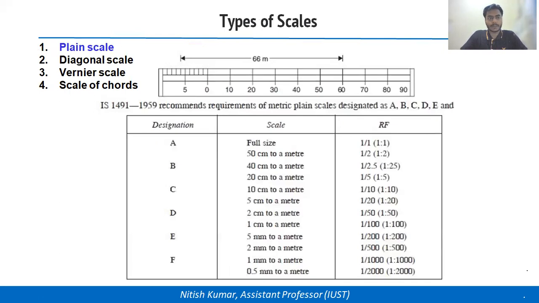So there are different types of scale: plane scale, diagonal scale, vernier scale, and scale of chords. Plane scale we generally use in surveying. Diagonal scale we also use in case of many instruments. You can see that there is a diagonal scale. Vernier scale also we use in many instruments, like the theodolite. We'll see there is a vernier scale. So how can we take the readings in the case of a vernier scale?